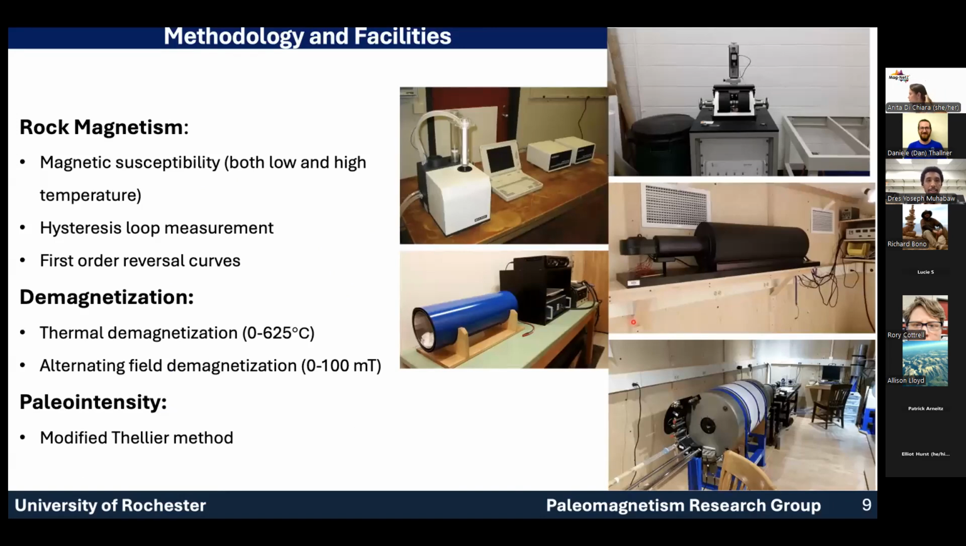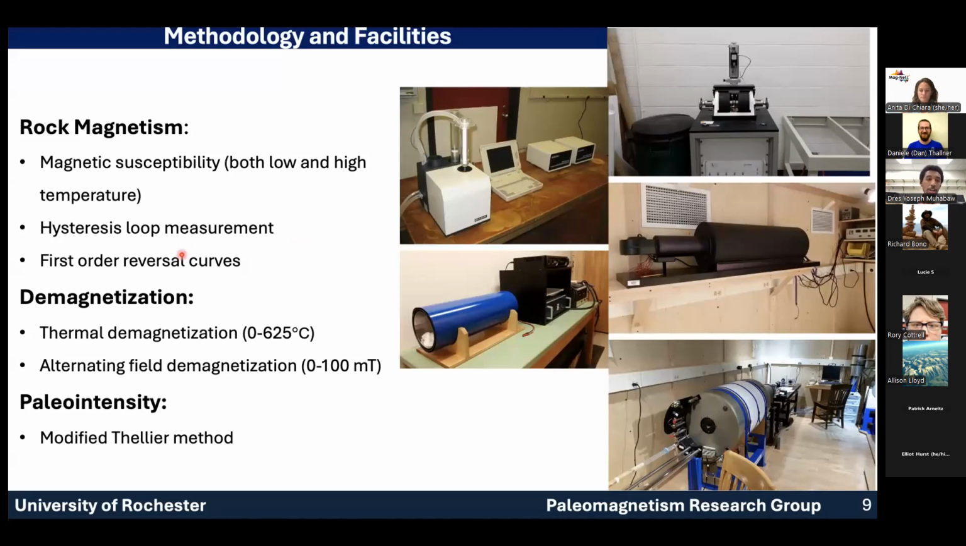Yeah, so basically we have facilities. I presented here the ones that I'm using for this project. We start from rock magnetism to characterize our magnetic carrier minerals and their domain states, and whether they are suitable or not for our further experiments. So we start from magnetic susceptibility measurements. We have both low temperature and high temperature measurements. We use the Agico KLY machines for this experiment, and we do have hysteresis loop measurements and first order reversal curves. We have AGFM machines for these experiments as well.